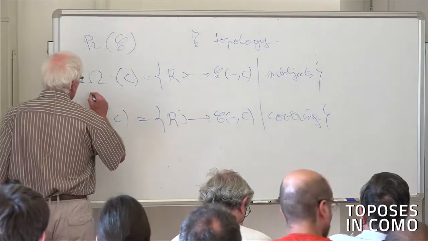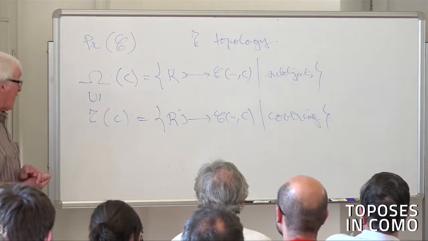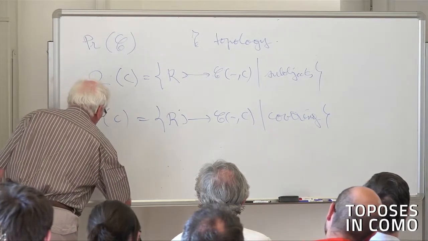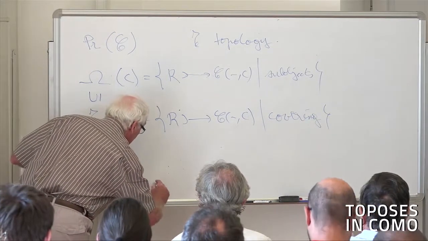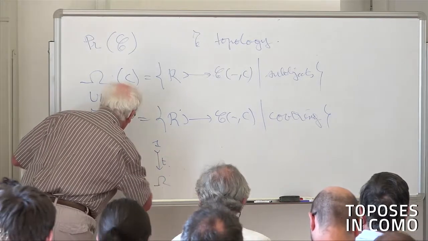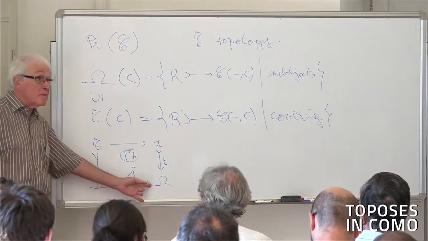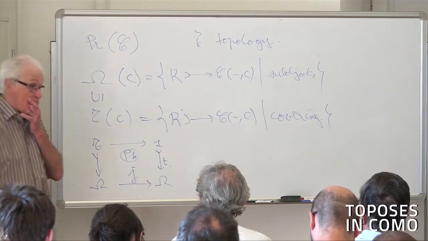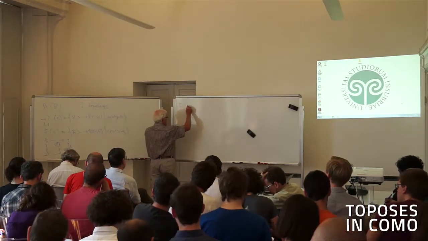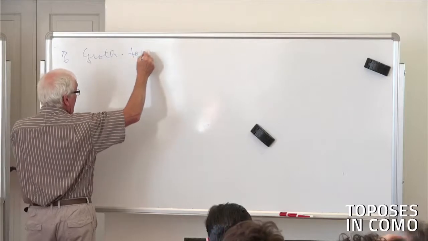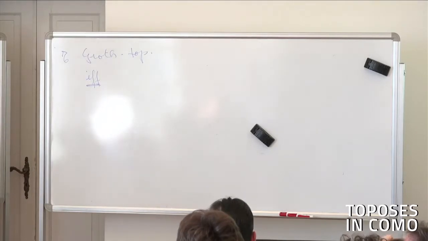So, J is a subobject of omega. But if J is a subobject of omega in the topos of presheaves, there is a corresponding mapping classifying the subobject. So a Grothendieck topology can be classified by a morphism from omega to omega. And J is a Grothendieck topology if and only if the following three axioms are satisfied.